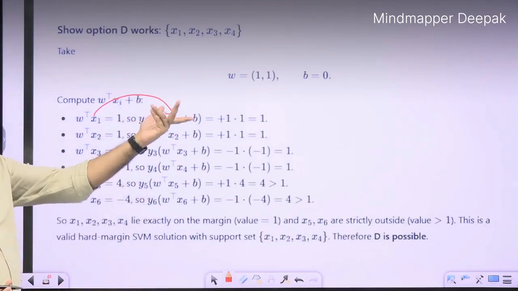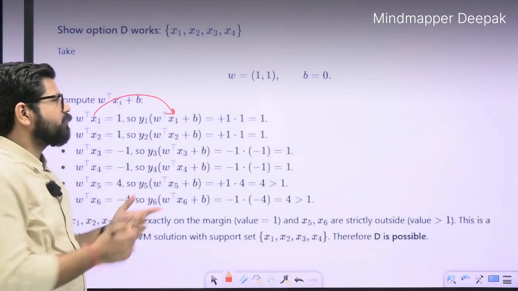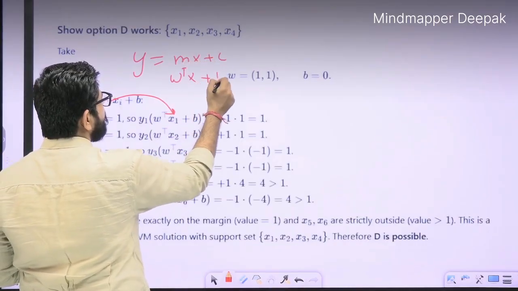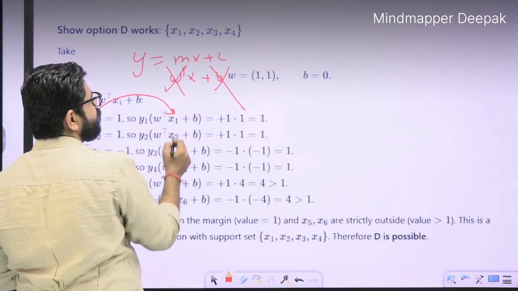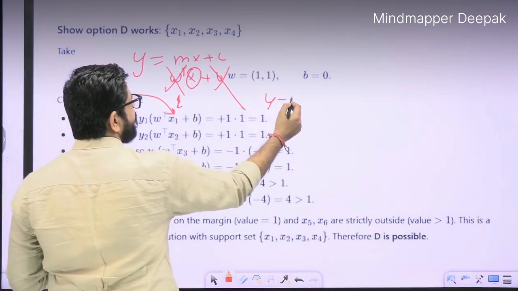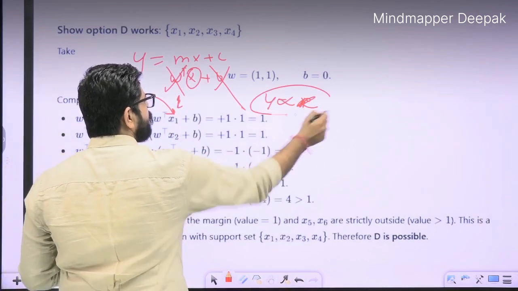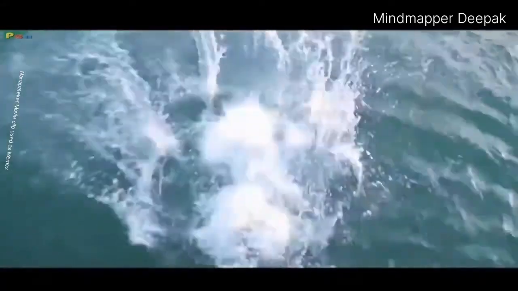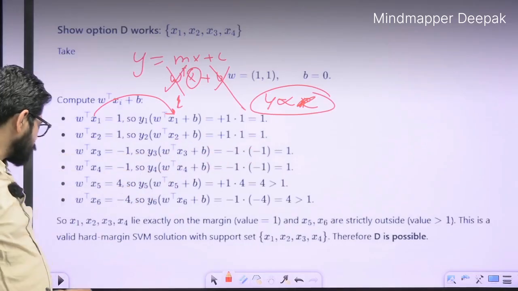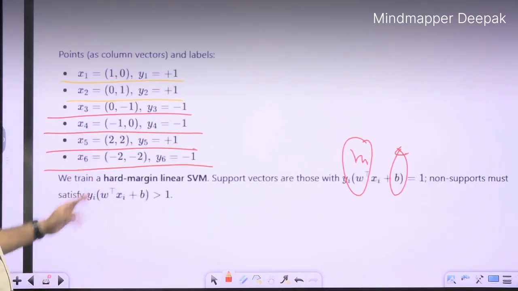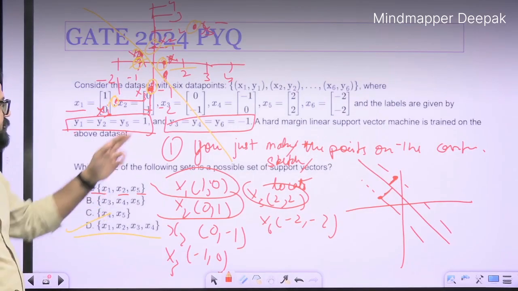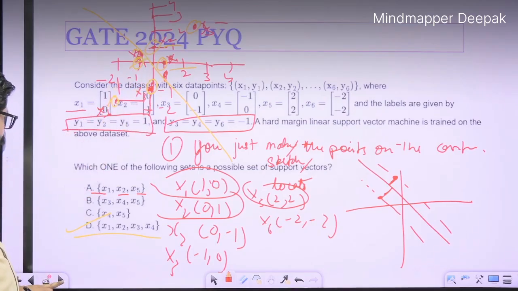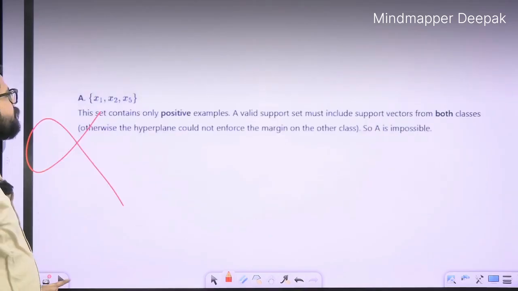So the weight is 1 comma 1, which means the same equation will be there. So y equals mx plus c, or W transpose X plus B. You make B equal to 0, you make W equal to 1, only y equals x, that is y is proportional to x. Then why go into that much calculation? Directly put y equals x, which we have already done, and we can verify the answer. That answer is nothing but D. Just put y equals 1 and put in the points here and get the answers. So this is only a 20 seconds question which we can easily solve.